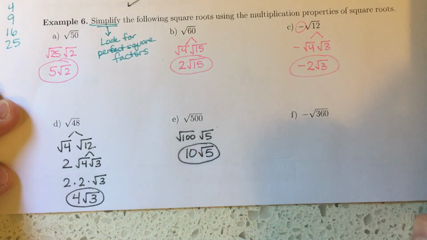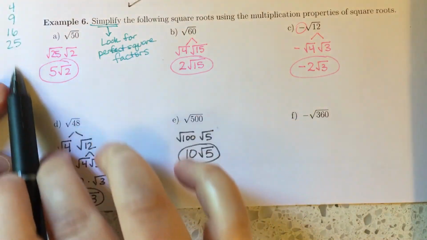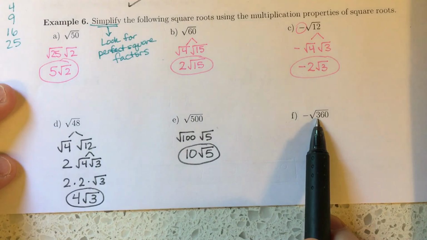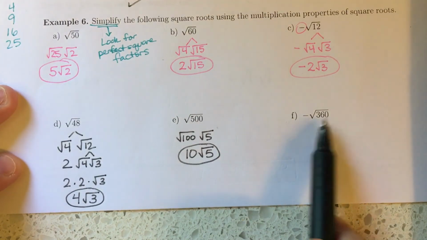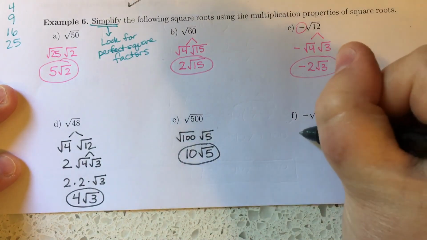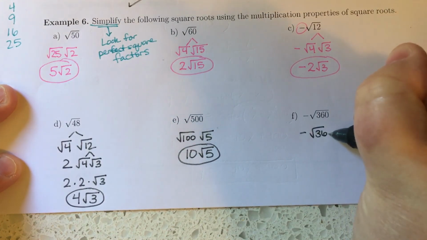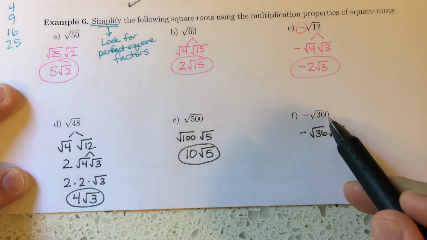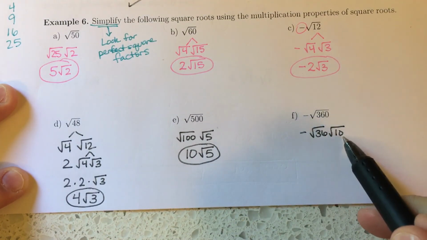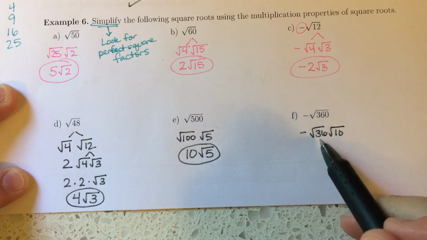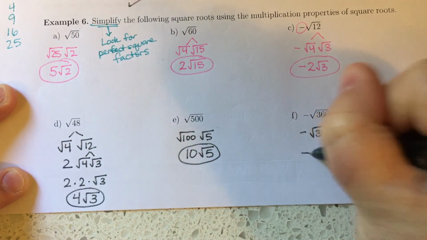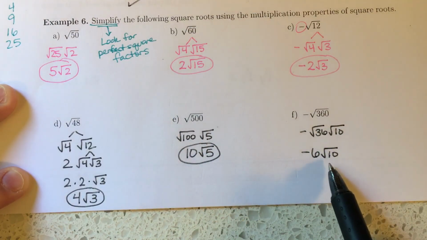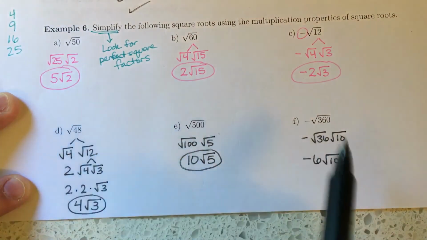This last one isn't too bad either because it's not on my short list over here, but 36 I know is a perfect square. So that's why it's important for us to be able to recognize perfect squares to get these to go easier. So I'm going to write 360 as 36 times 10. Anytime something ends in a 0, that means 10's a factor, so 36 times 10 is 360. The negative just stays out in front, and I know I'm done because no other perfect square goes into 10.